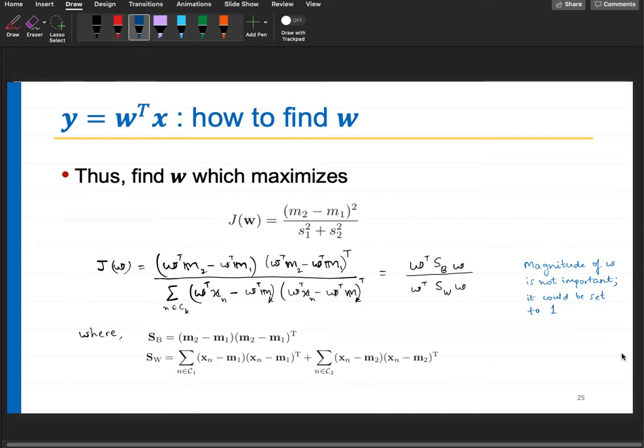Now we want to find a W which maximizes the following cost function, or the objective function. What do we want to maximize? We want to maximize (m2 minus m1) whole square, which means you want to maximize the inter-class distance, right? m1 is the mean of this class in the projected space, m2 is the mean of the other class in the projected space. You want to maximize their separation, which means the distance between their means. So (m2 minus m1) whole square, that is what you want to maximize.